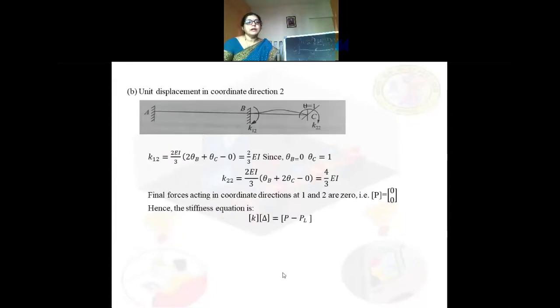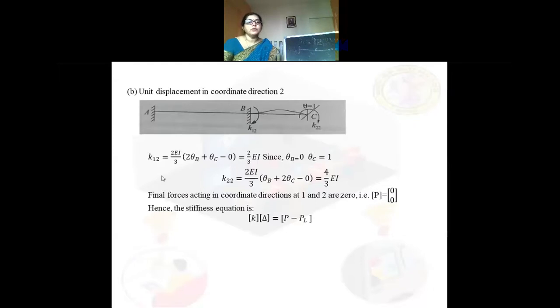Okay. Next, what you have to do? Unit displacement in coordinate direction 2. That is, you are going to allow the rotation at support C and you are going to restrain support B, and anyway support A is already restrained. So you are going to allow a rotation at C. Let me assume that theta C is equal to 1. Therefore, theta A is equal to 0 and theta B is equal to 0.